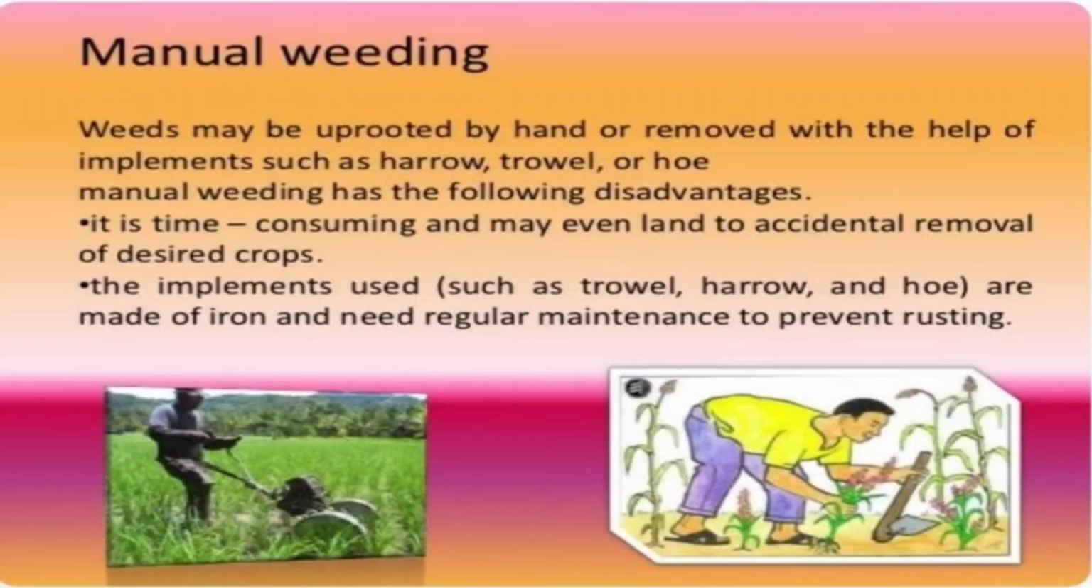Manual weeding. Weeds may be uprooted by hand, or removed with the help of implements such as a harrow, trowel or hoe. So these are the processes by which we can uproot the weeds. It is time consuming and may even lead to accidental removal of the desired crop. The implements used, such as the trowel, harrow and hoe, are made of iron, and need regular maintenance to prevent rusting, otherwise they will rust because they are made up of iron.